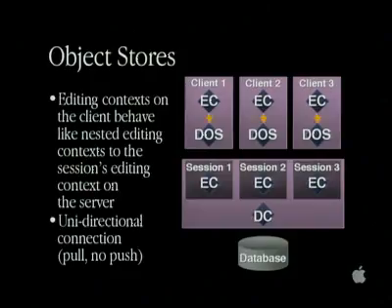And to make this a little simpler, I think the best way to think about the distribution layer is simply that the editing contexts on the client side behave like nested editing contexts to the editing context on the server side. If you think a little bit about object stores, what the distribution layer basically does is connect the editing context from the client to the editing context on the server side. The editing context on the server side basically behaves like the parent object store to the client side.